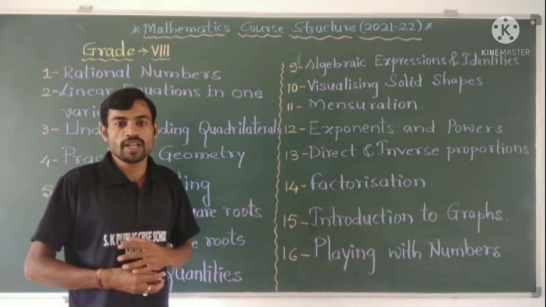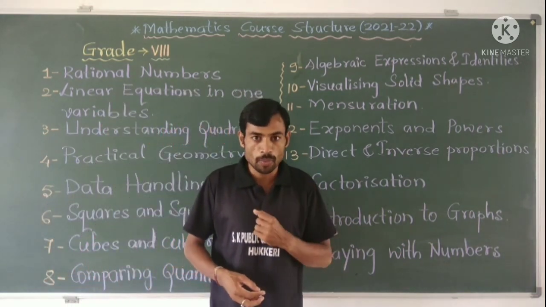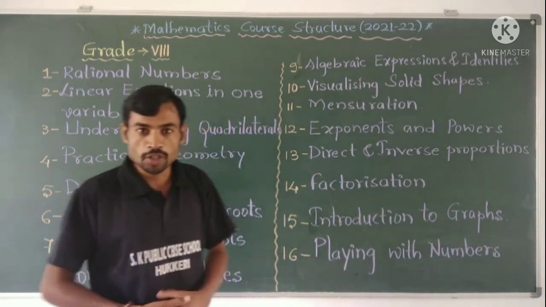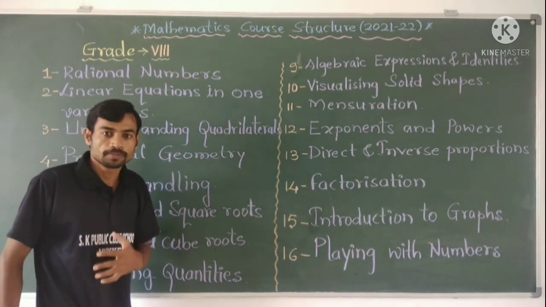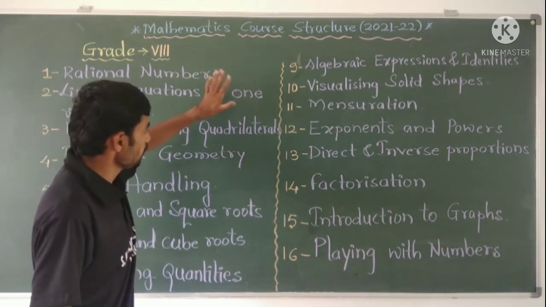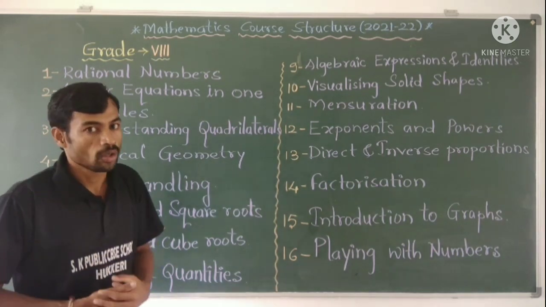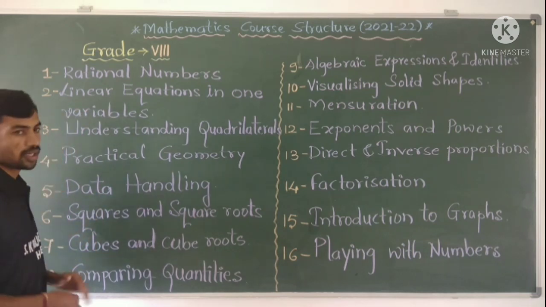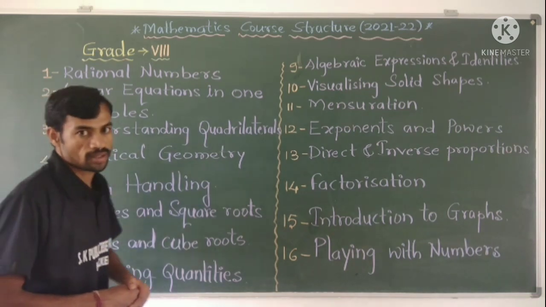Some properties we have applied for natural numbers, whole numbers and integers: closure property, commutative property, associative property, distributive property. Many properties we have applied for the integers. In the same way, we have to see the rational numbers and their properties. And the second chapter is linear equations in one variable.